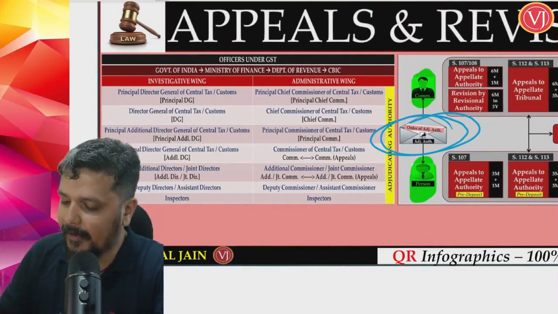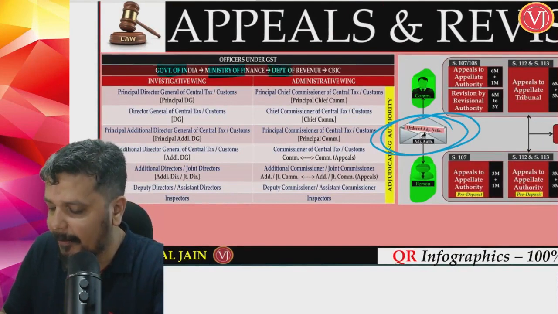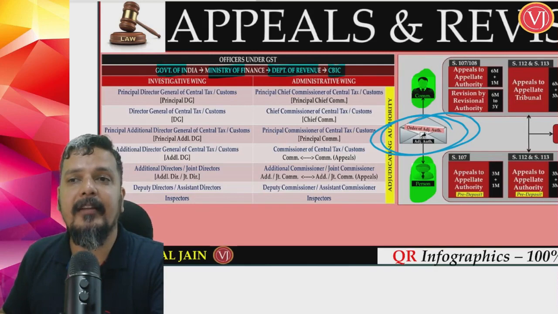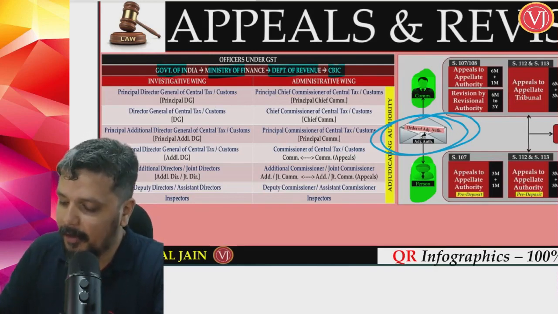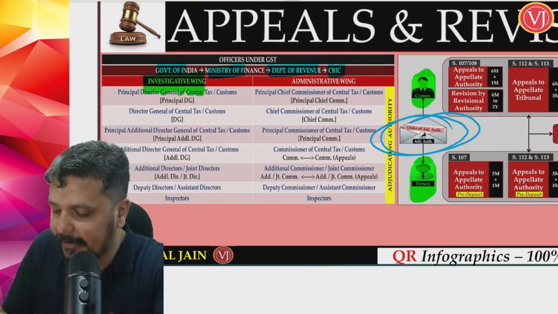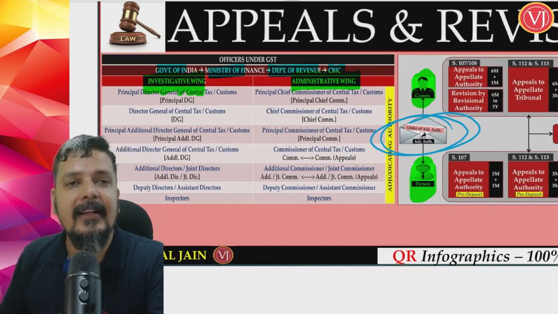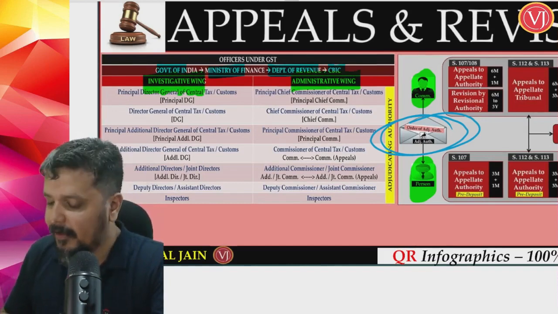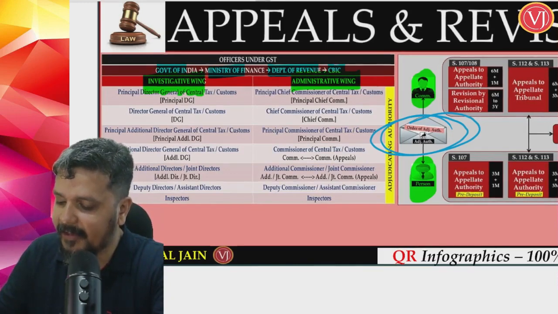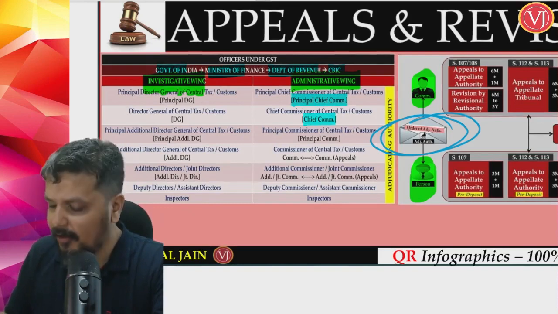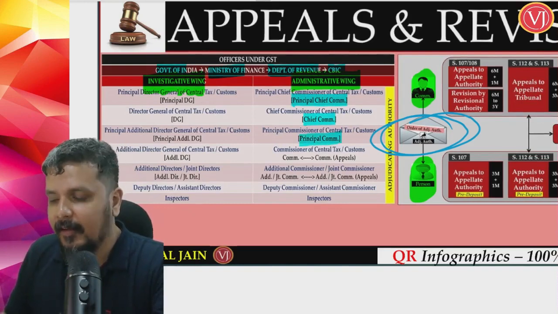You see the entire wing. You'll be having Government of India, Ministry of Finance, Department of Revenue, then the main administrative wing, CBIC for indirect taxes, Central Board of Indirect Taxes and Customs. Below that, you'll be having 2 wings. One is the investigative wing, which is now called the intelligence wing. Technically now it is called the intelligence wing and the administrative wing.